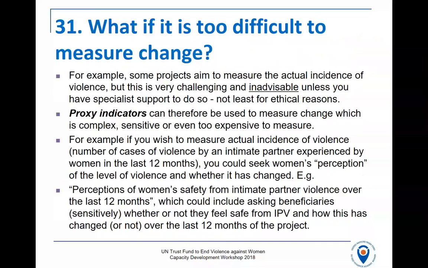So think about proxy indicators. One of the most important to us is about perceptions. How are women feeling? So ask them whether they feel safer. You don't have to know whether incidents of violence has gone up or down because you might be one small project in one small community. So keep it simple.